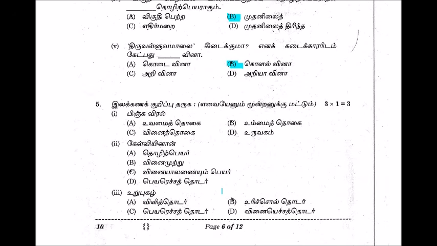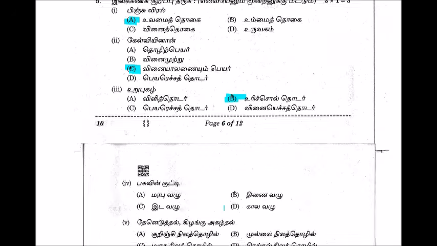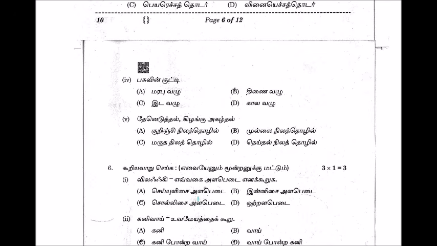The fifth question, first question, option A is the correct answer. Second question, option C is the correct answer. Third, option B is the correct answer. In the fourth, option A is the correct answer. And in the fifth, again option A is the correct answer.